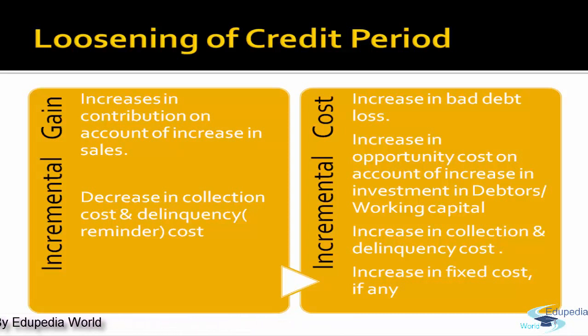That will increase the contribution on account of increase in sales. And since you give a prolonged period to the customer, it might also reduce the collection cost, because after a certain period the customer may return the amount themselves. So there is also a decrease in the delinquency cost. All these costs are analyzed by company management to take a decision whether the company should loosen or tighten its credit period. Which credit period is more beneficial for the company? The incremental cost and the incremental gain are taken into consideration.